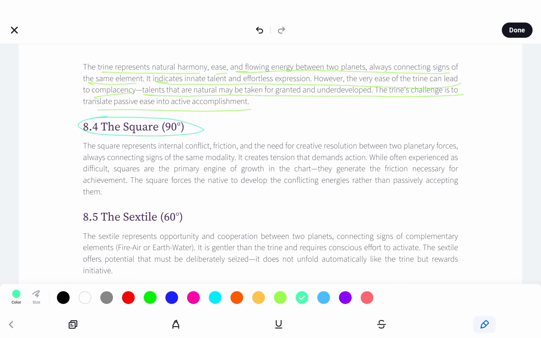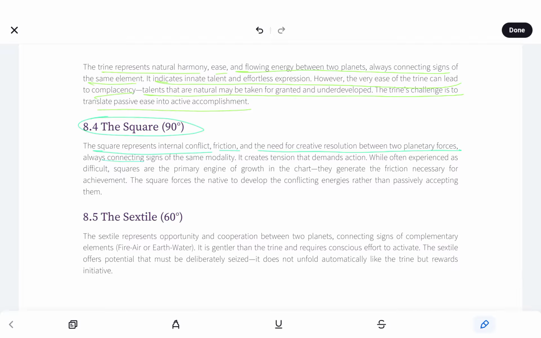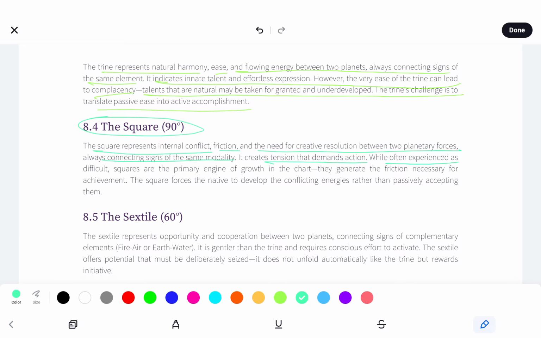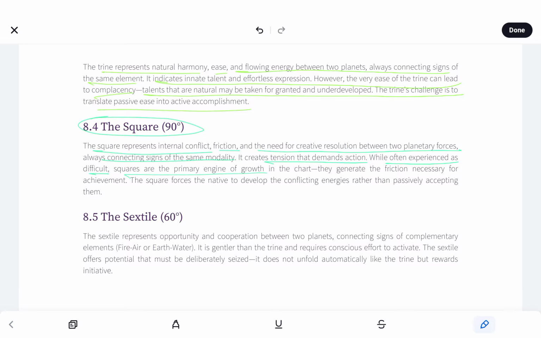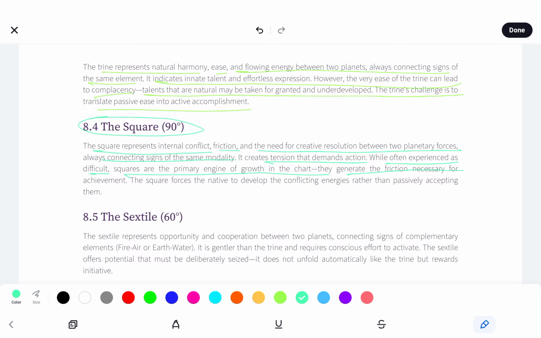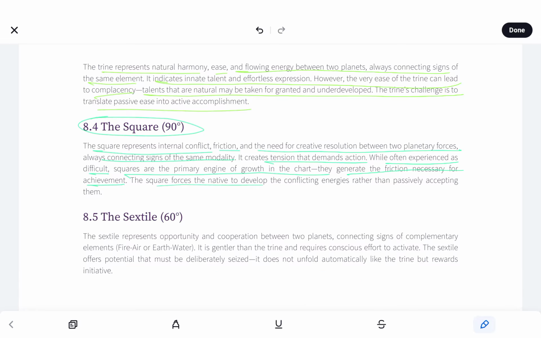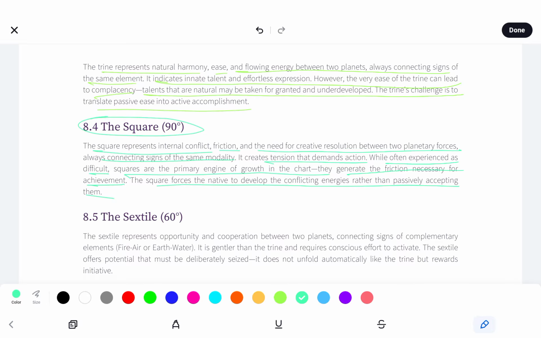The square, 90 degrees, represents internal conflict, friction, and the need for creative resolution between two planetary forces, always connecting signs of the same modality. It creates tension that demands action while often experienced as difficult. Squares are the primary engine of growth in the chart, as they generate the friction necessary for achievement. The square forces the native to develop the conflicting energies rather than passively accepting them.